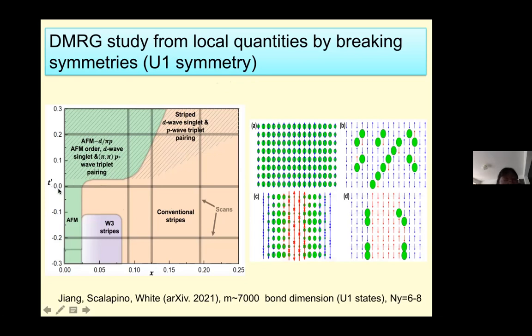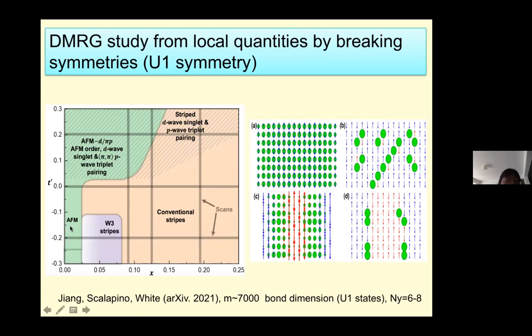For positive t', in different doping regions, they have different phases. But overall, they find a d-wave singlet order parameter and p-wave triplet pairing. The p-wave triplet pairing is an effect, as they also find local antiphase magnetic order. Then the stripe also coexists, especially in the region with doping level around 15 to 20%.